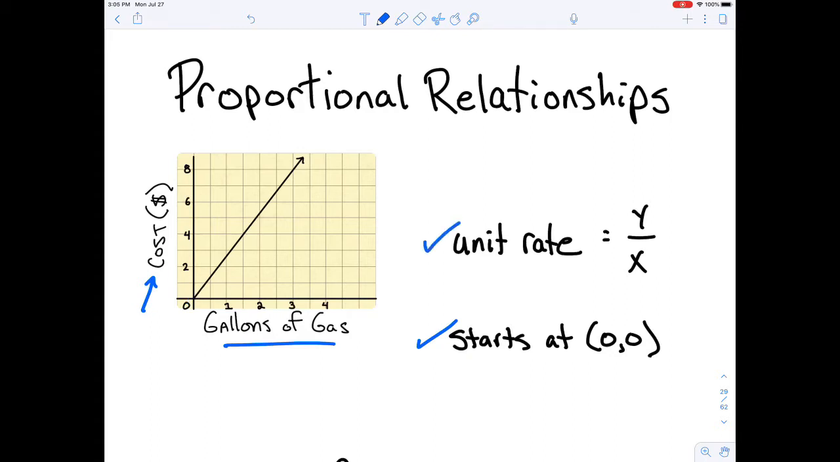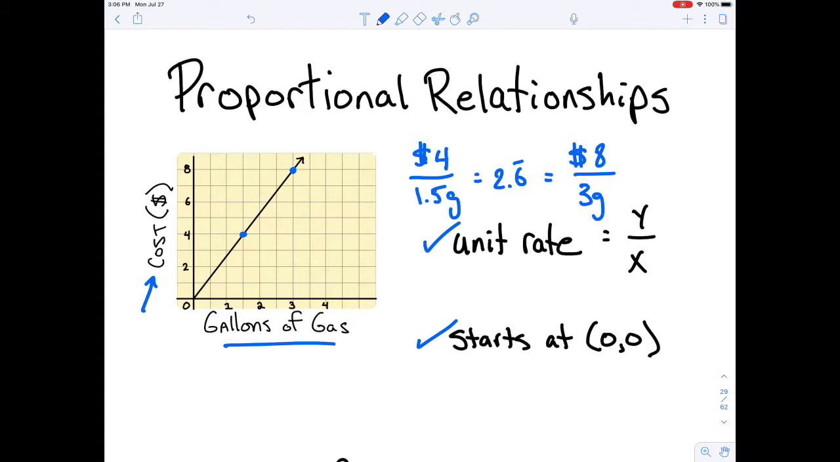Now, a unit rate you've studied before. A unit rate is simply taking the y value and dividing it by the x value. So, for example, I'm going to choose two different points here. I'm going to choose this point right here where my y value is $4 and my x value is 1.5 gallons. And if I divide that out, I get 2.6 repeating. Now, if I find a different point on this line, let's choose this one up here. Notice that is going to be $8 divided by 3 gallons. That's going to equal 2.6 repeating again.